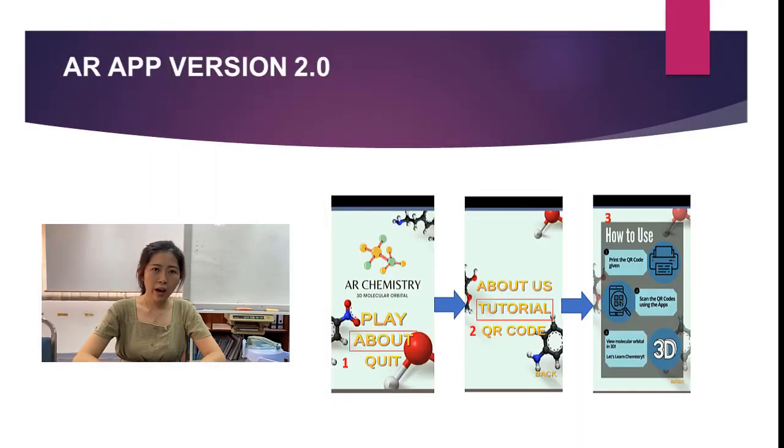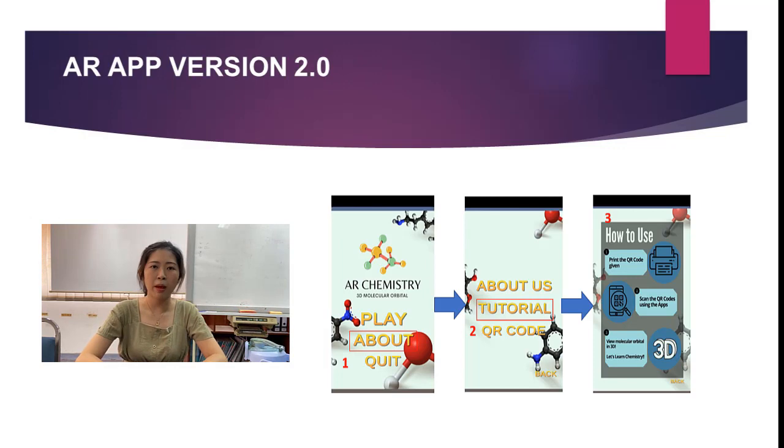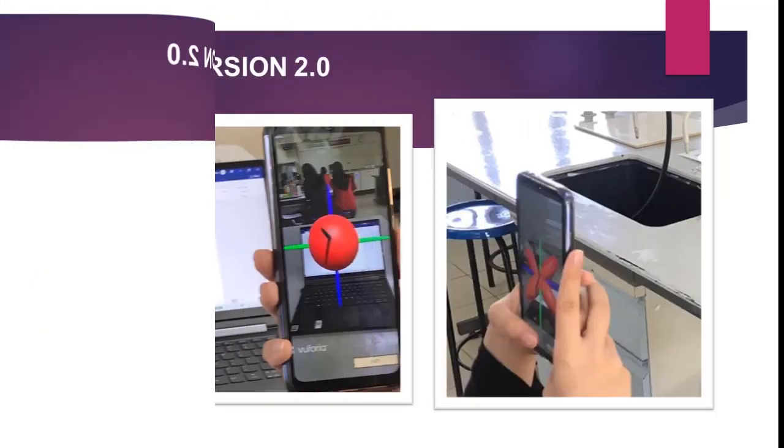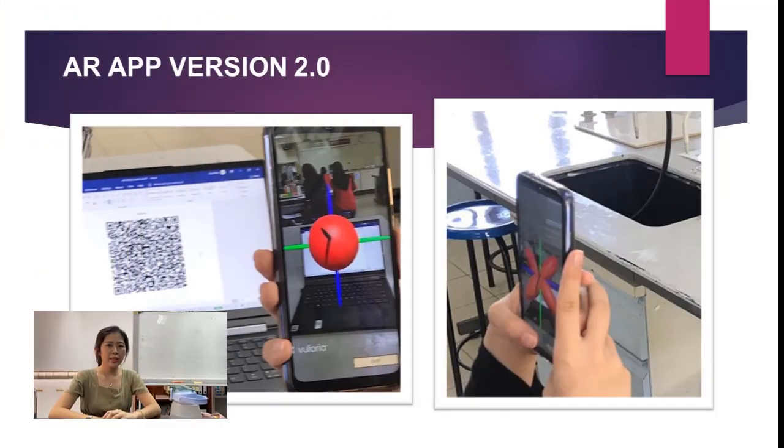So in this AR version 2.0, we have included the user manual, and in this user manual we have also included the QR codes. So in the pictures over here, we can see that in this AR app version 2.0, there are different colors for the axis. We have blue, green, and gray.